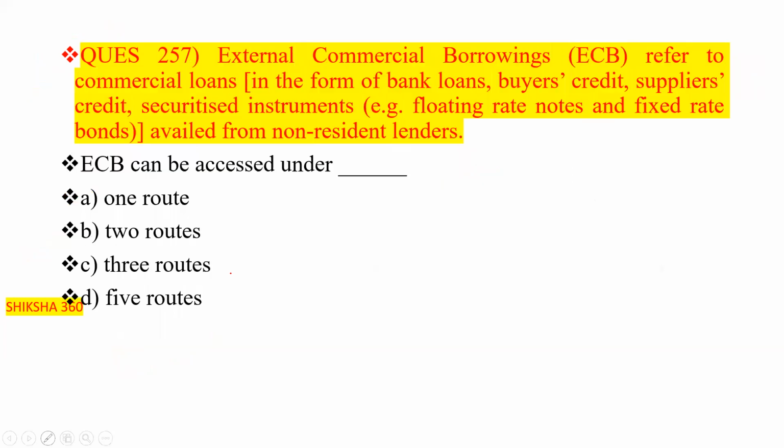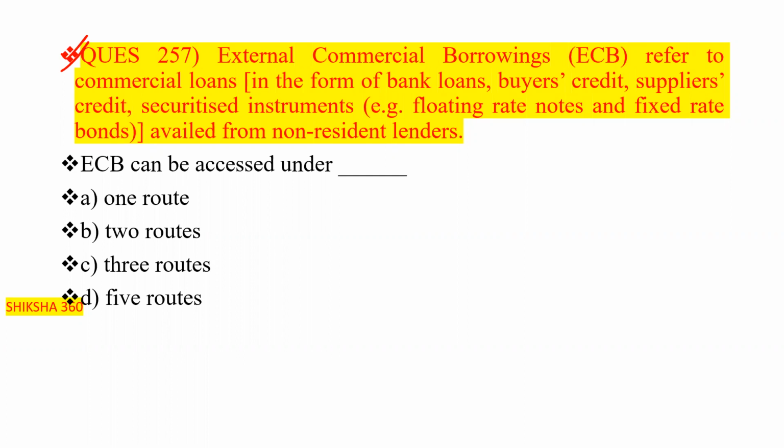Now move to the next question. I think I have already discussed this question. External commercial borrowings: what is the meaning? They refer to commercial loans in the form of bank loans, buyer's credit, supplier's credit, securitized instruments, for example floating rate notes and fixed rate bonds, availed from non-resident lenders.